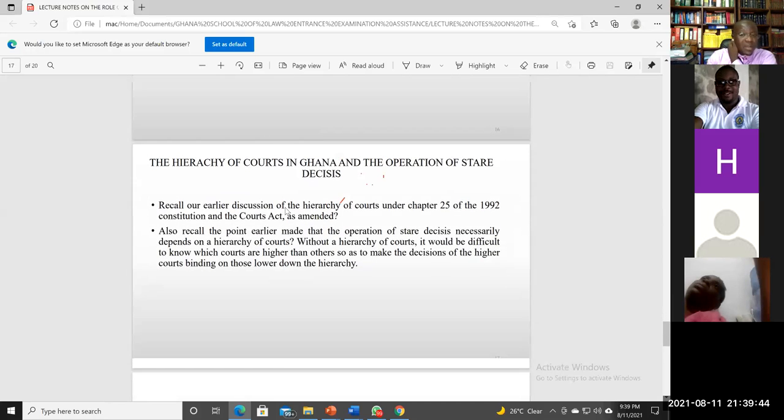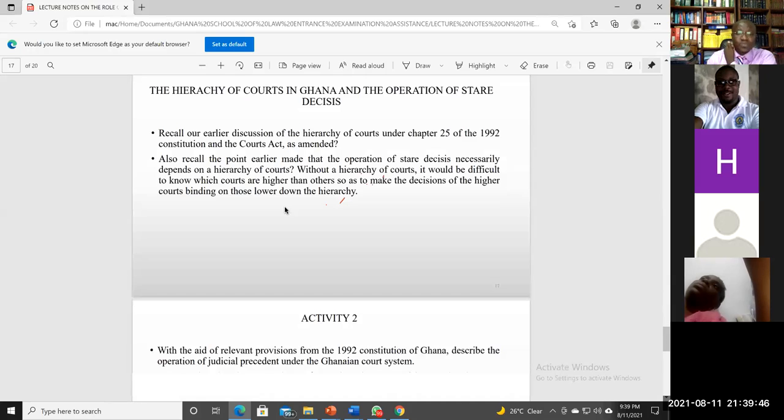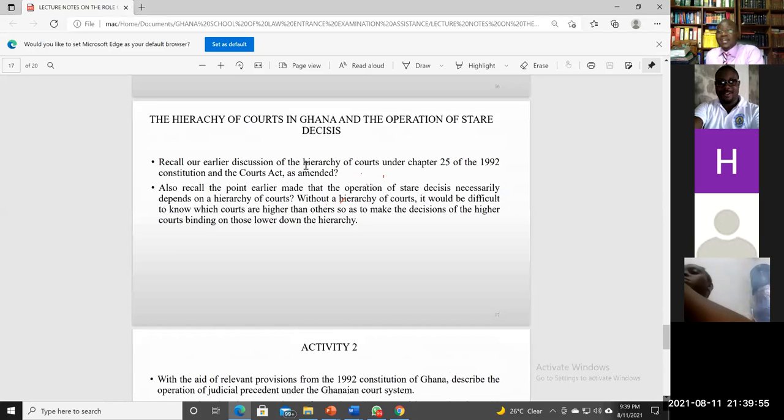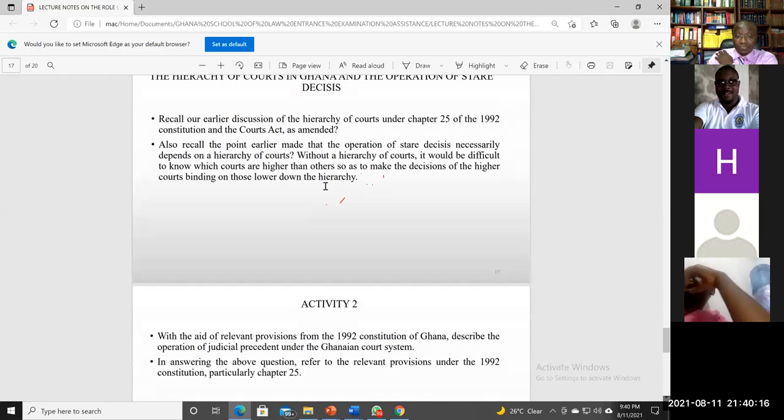Okay, so we've also made the point that we need to have the doctrine, the hierarchy of courts or the court structure, in trying to discuss the operation of stare decisis. Chapter 5 of the Constitution and the Courts Act, as all the discussion done on the court structure are applicable as it were. So let's keep that in mind.